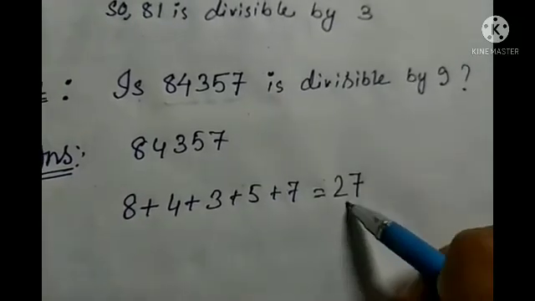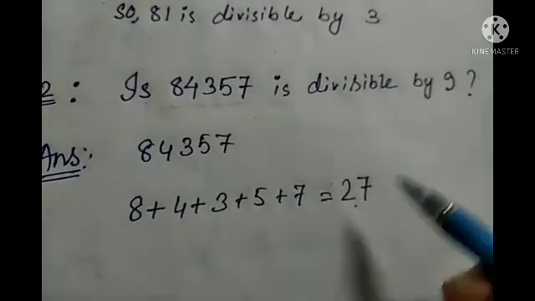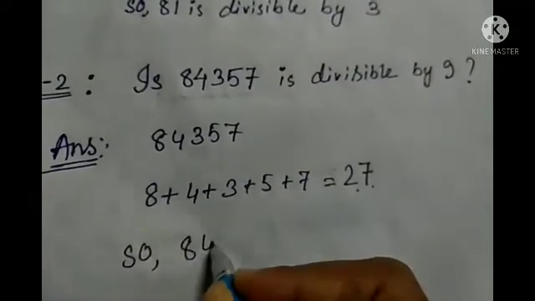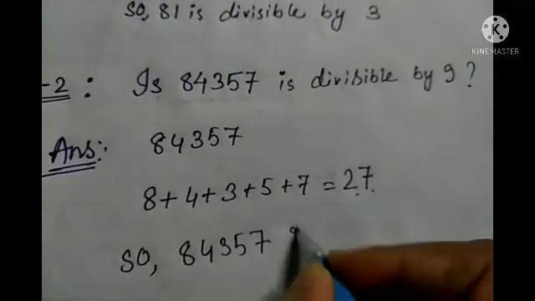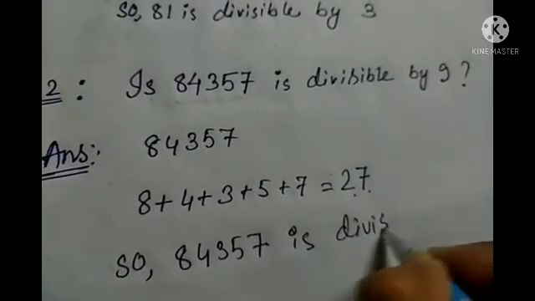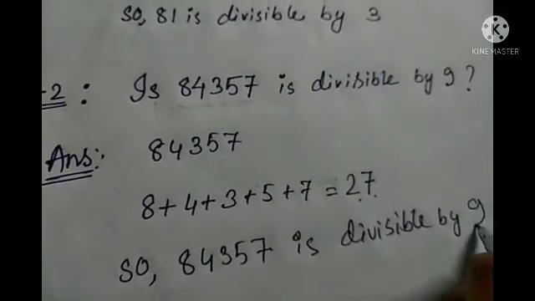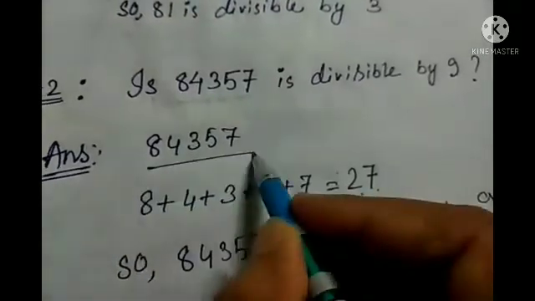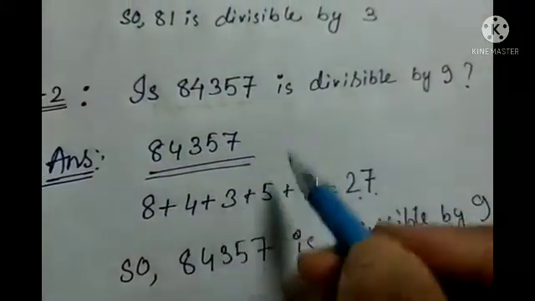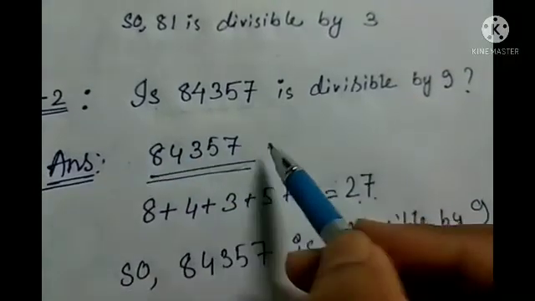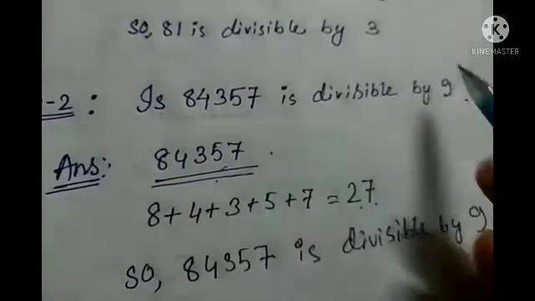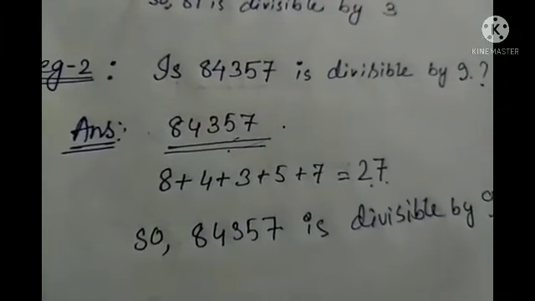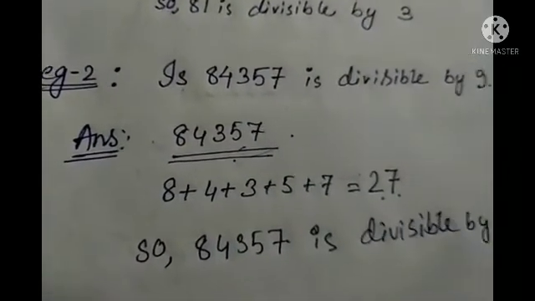Yes, 27 is divisible by 9. 9 threes are 27. So yes, we can write that 84,357 is divisible by 9, right? So here, how can I say this? By applying the divisibility rule. So you see, this greater number also, if you know the rule, you can find out easily whether the number is divisible by 9 or not. In this way it will help you, and in this way we can also solve exercise 5.2.